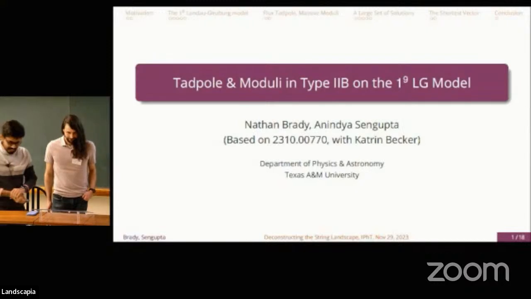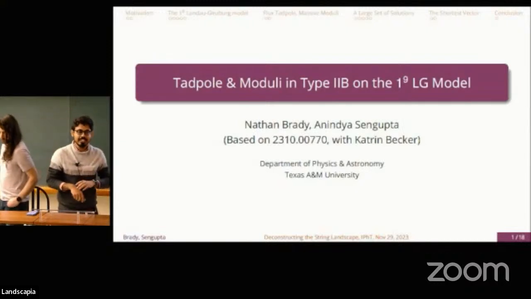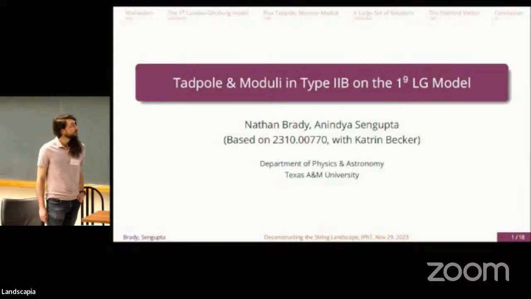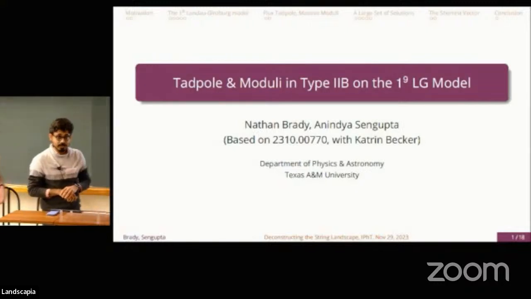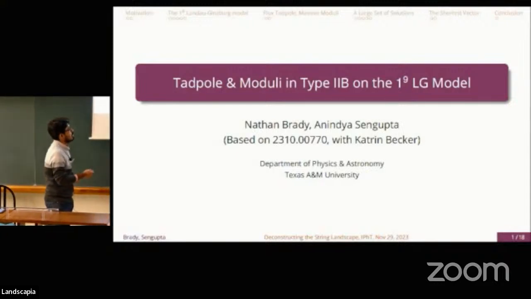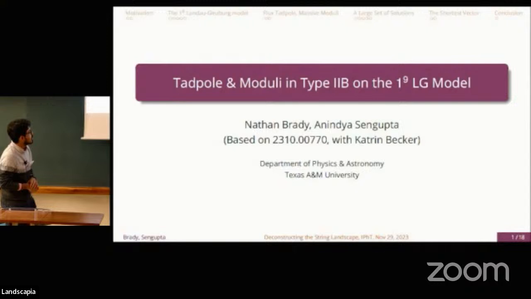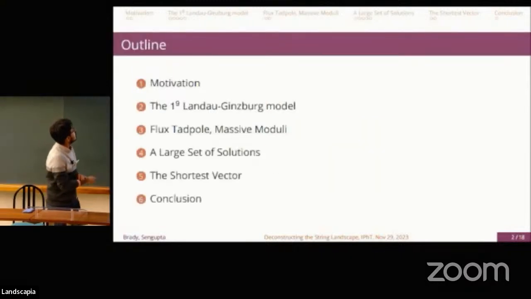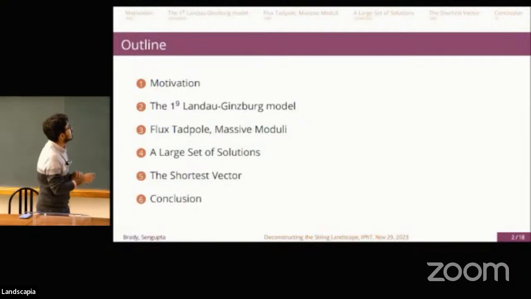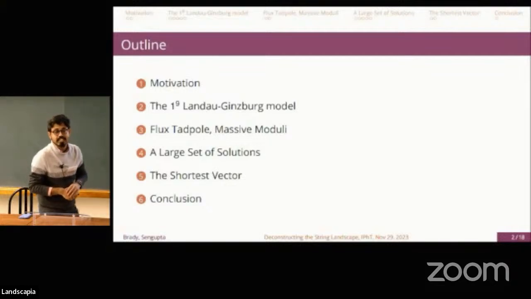Thank you very much to the organizers for giving us this opportunity to talk. We are going to talk about tadpole and moduli in type 2B string theory compactifications using the 1 to the 9 Landau-Ginzburg orbifold. This is work we have done with our advisor, Katrin Becker. Let's go right into it. I'll begin by setting up notation and describing the model, and towards the end of the talk, in the second half, Nathan will tell you the new results that we have found.